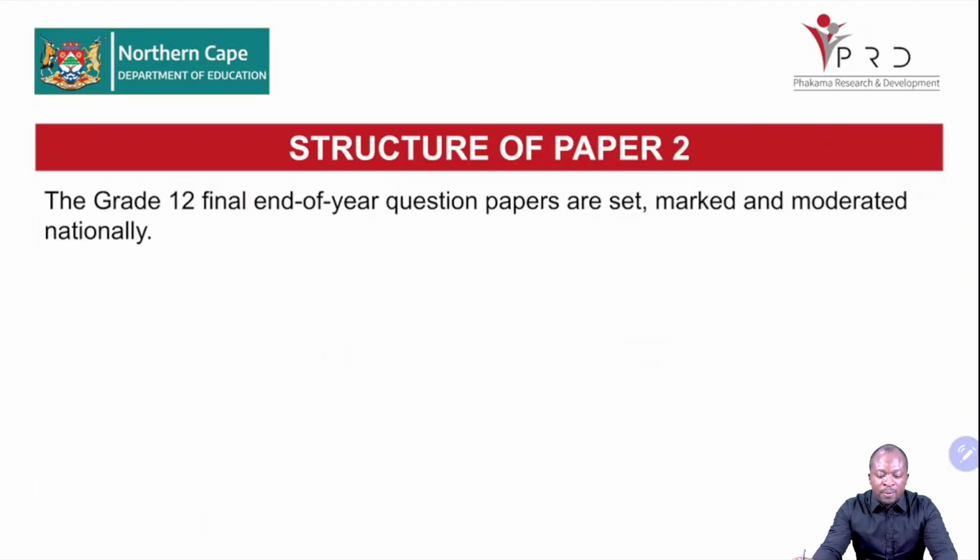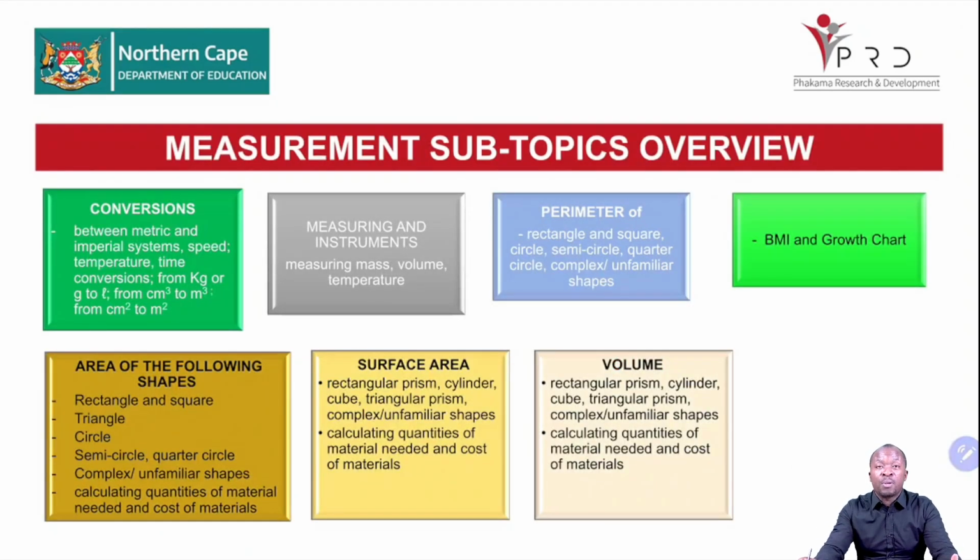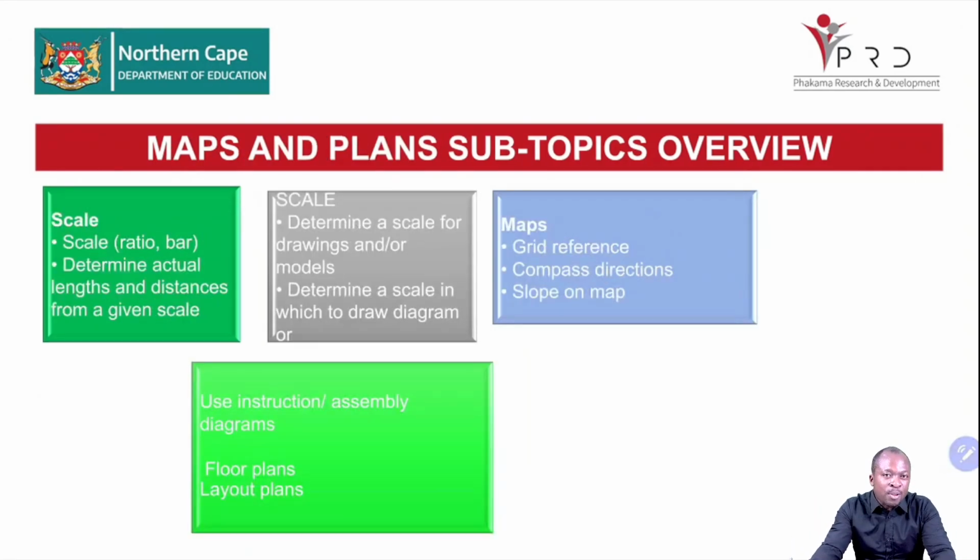Okay, now, how does the paper 2 look like? It's just like the way you did for the prelim. So you see the paper 2 has measurement, maps, and probability, and you needed to write it in a period of 3 hours. So that's what we are doing here. What were the questions or the subtopics that generated those questions? It came from conversions, measuring an instrument, perimeter of rectangular and square circle, BMI, area of shapes, surface area, volume, capacity, all of them. That's what gave us the questions on measurement.